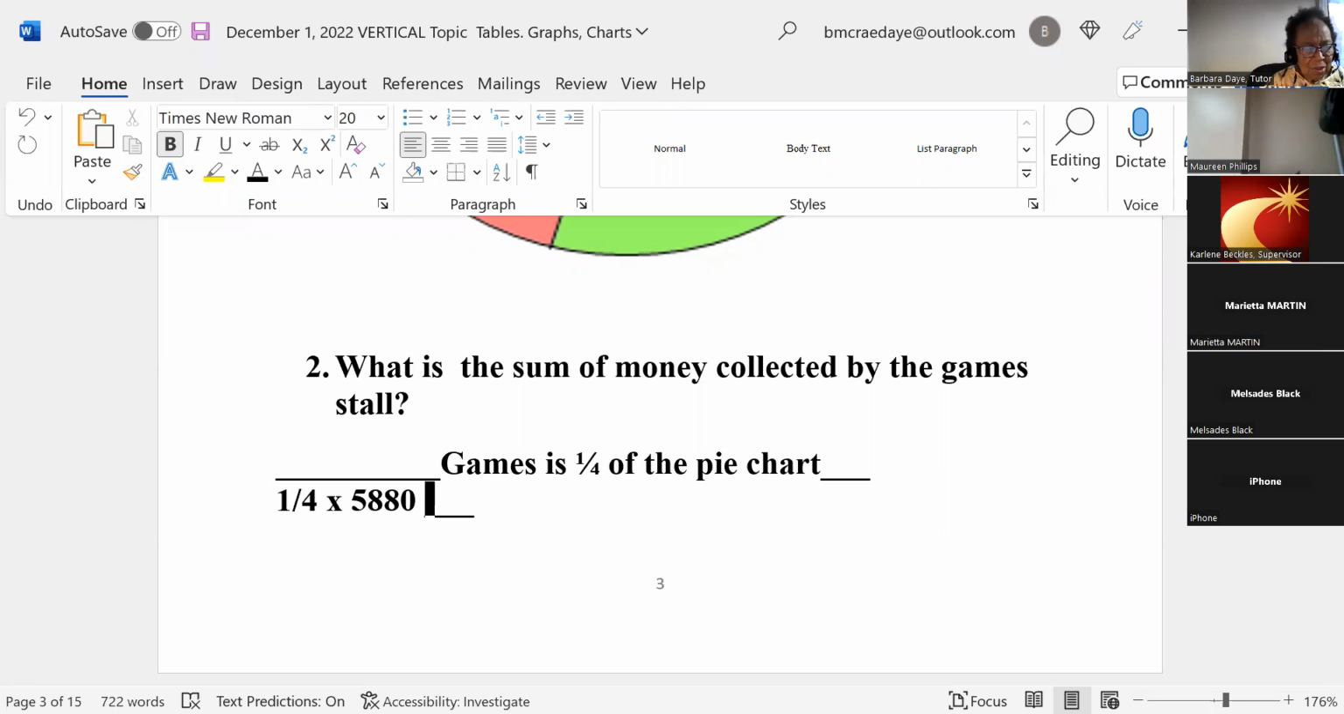Mercedes, 1/4 times 5,880. Okay, I set it the other way, 5,880 divided by 4. I'm sorry, miss, I divided the wrong way. I turned it around the other way. Let me do it the right way. Isn't 1/4 times 5,880 the same thing as 5,880 divided by 4? Yes, let me write what I'm saying. 5,880.